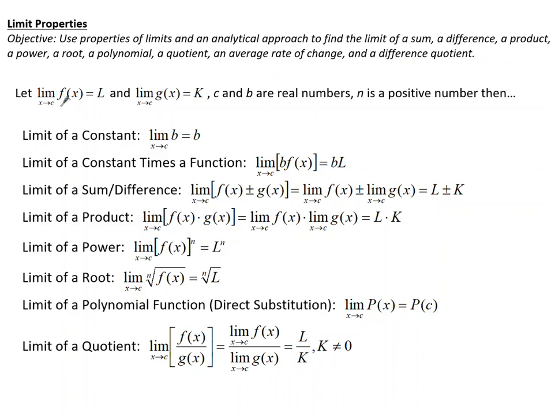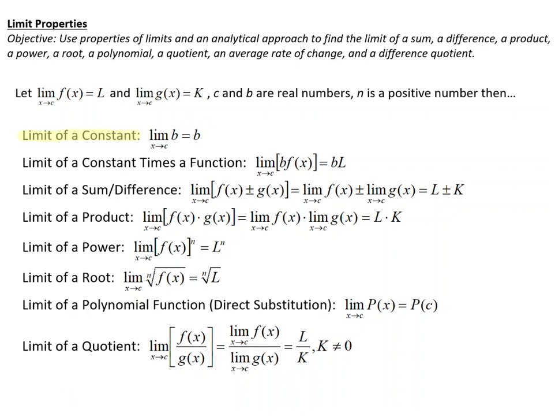Let the limit as x approaches c of f of x equal L and the limit as x approaches c of g of x equal k. c and b are real numbers. n is a positive number. Then the following will be true. This is used a lot. The limit of a constant. The limit as x approaches c of the constant b will equal that constant b.